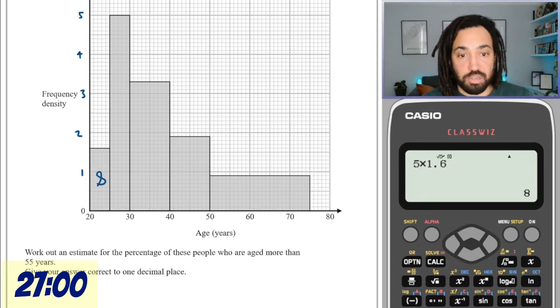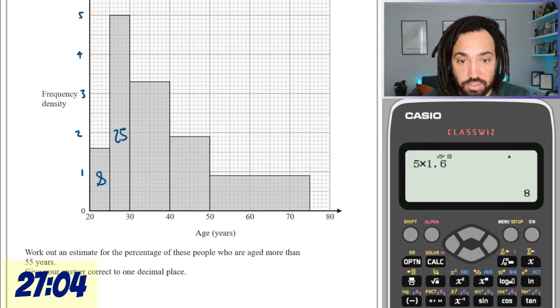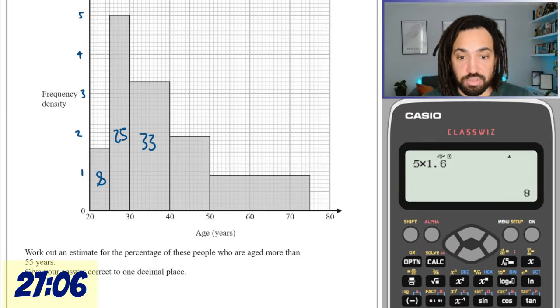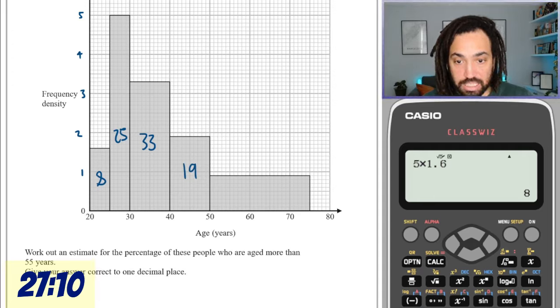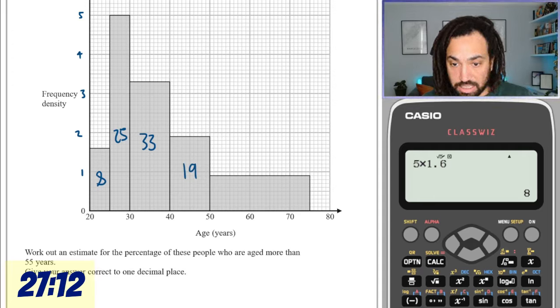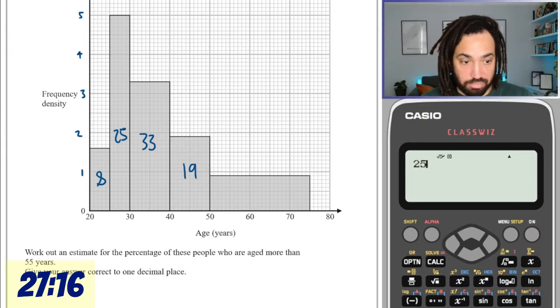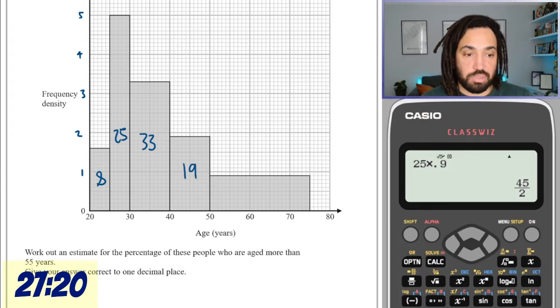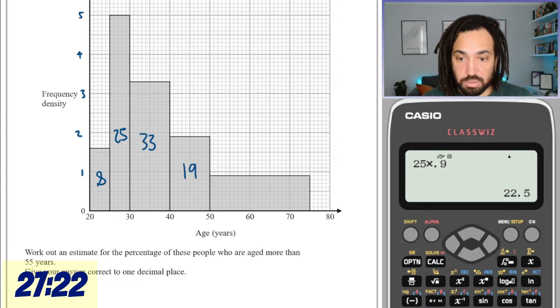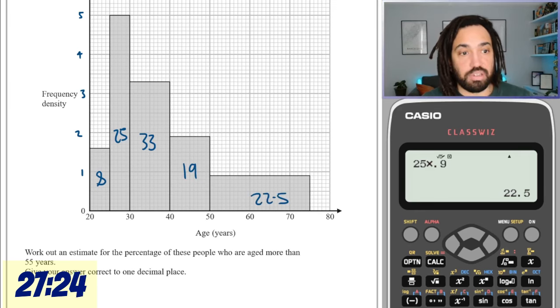This one is 5 times 5, so that's 25. This is 10 times 3.3, so that's 33. This is 10 times 1.9, so that's 19. And this is 25 times 0.9, which is 22.5.